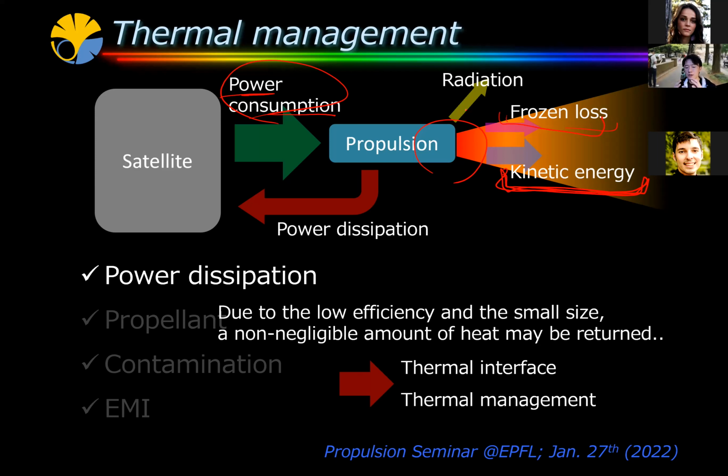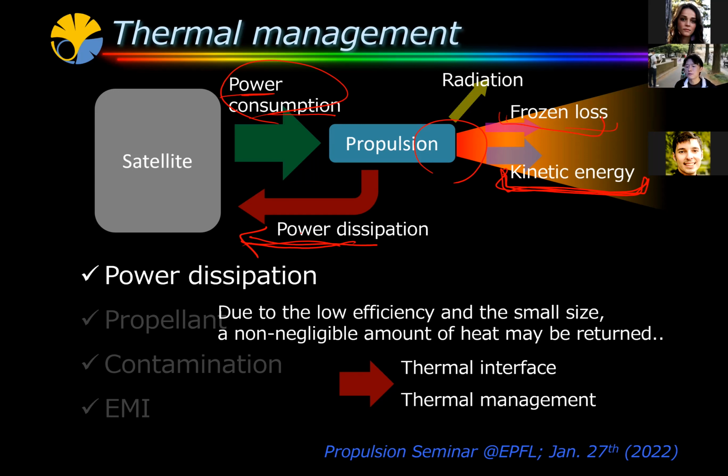However, not all of the power is going out. Some power is returned to the satellite. This is power dissipation, and due to that, we have to manage this power dissipation. Especially in the case of micropropulsion, this fraction is quite large. As I said, micropropulsion's performance is essentially lower than the standard sized one, so this fraction is higher.